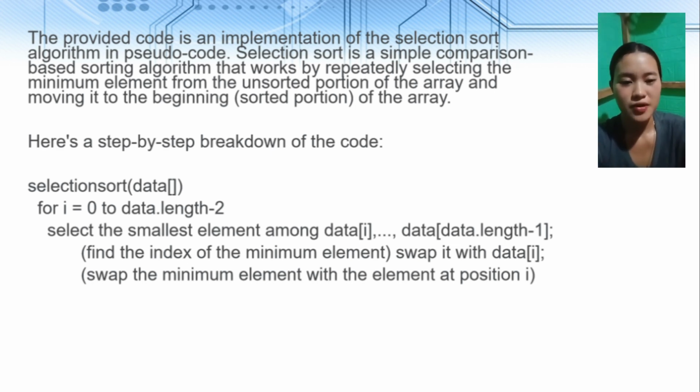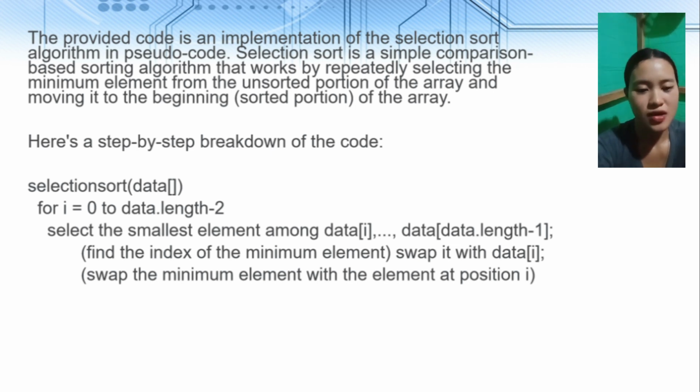Selection sort(data[]). For I equals 0 to data.length minus 2. Select the smallest element among data[I] through data[data.length minus 1]; find the index of the minimum element. Swap it with data[I]; swap the minimum element with the element at position I.